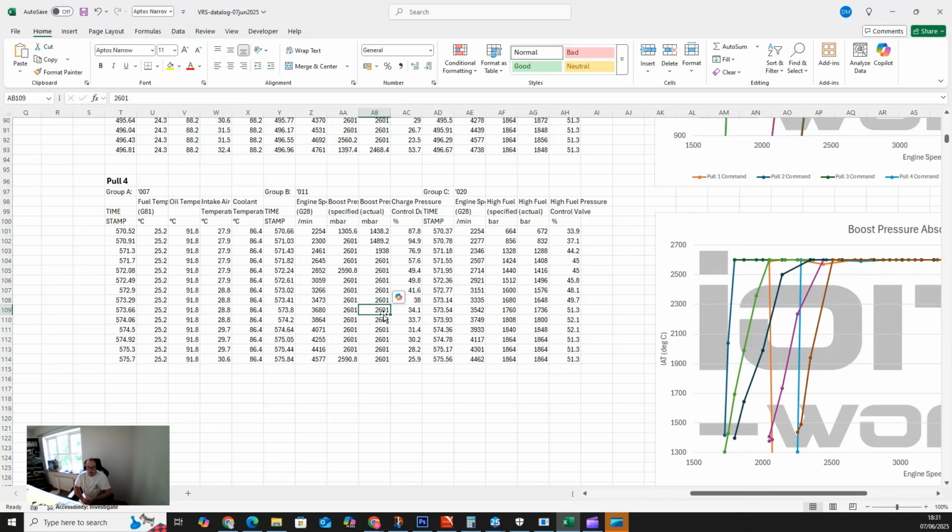So what to note here? 3-bar or 3000 millibars, you'd say? Well, hold on a minute, you're flatlining at 2601.